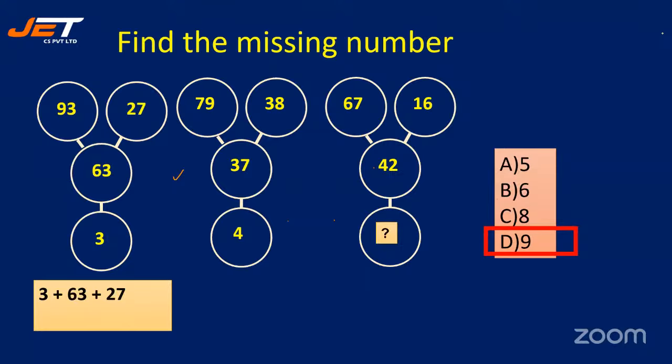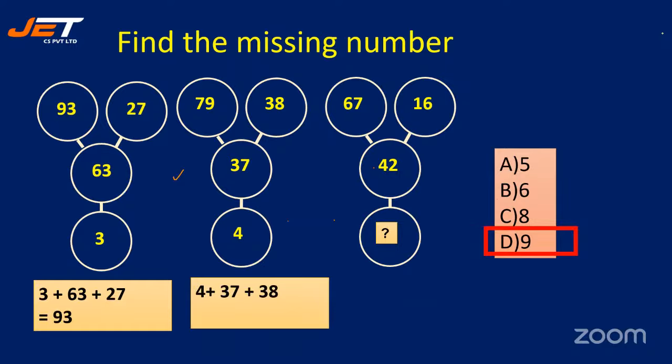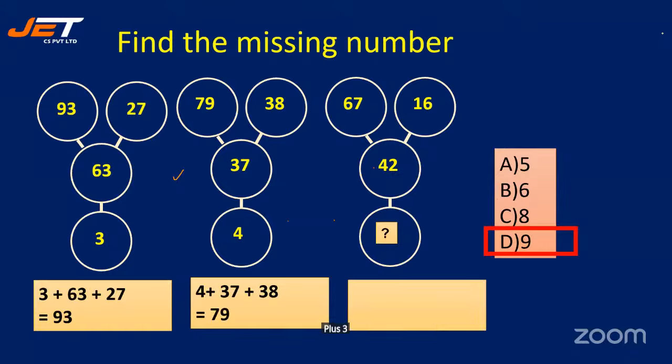All right. See the next one. We have 79, 38. Next we have 37 and 4. So you can see the relation: 4 plus 37 plus 38 will give us 79. See the next one. We have 9 plus 42 plus 16. So we have chosen 9. So 9 plus 42 plus 16 will give us 67. That is why your option B, 9, is correct.